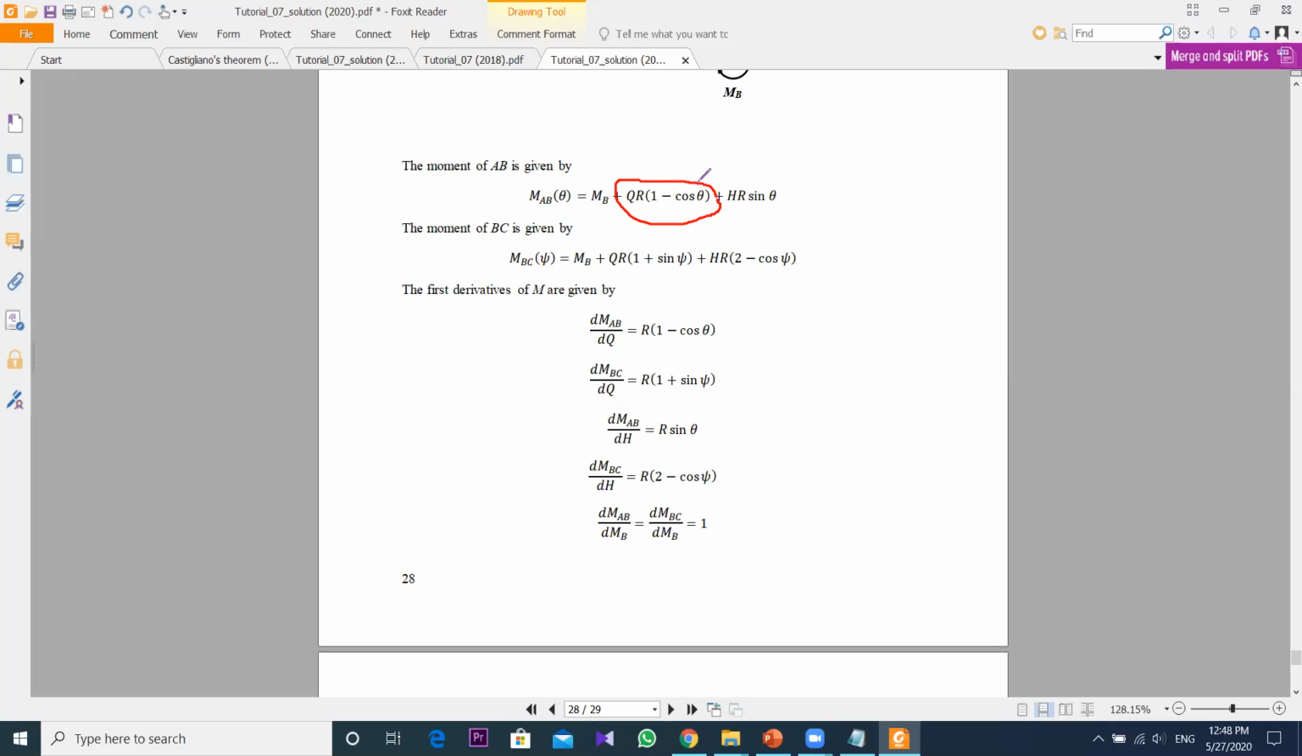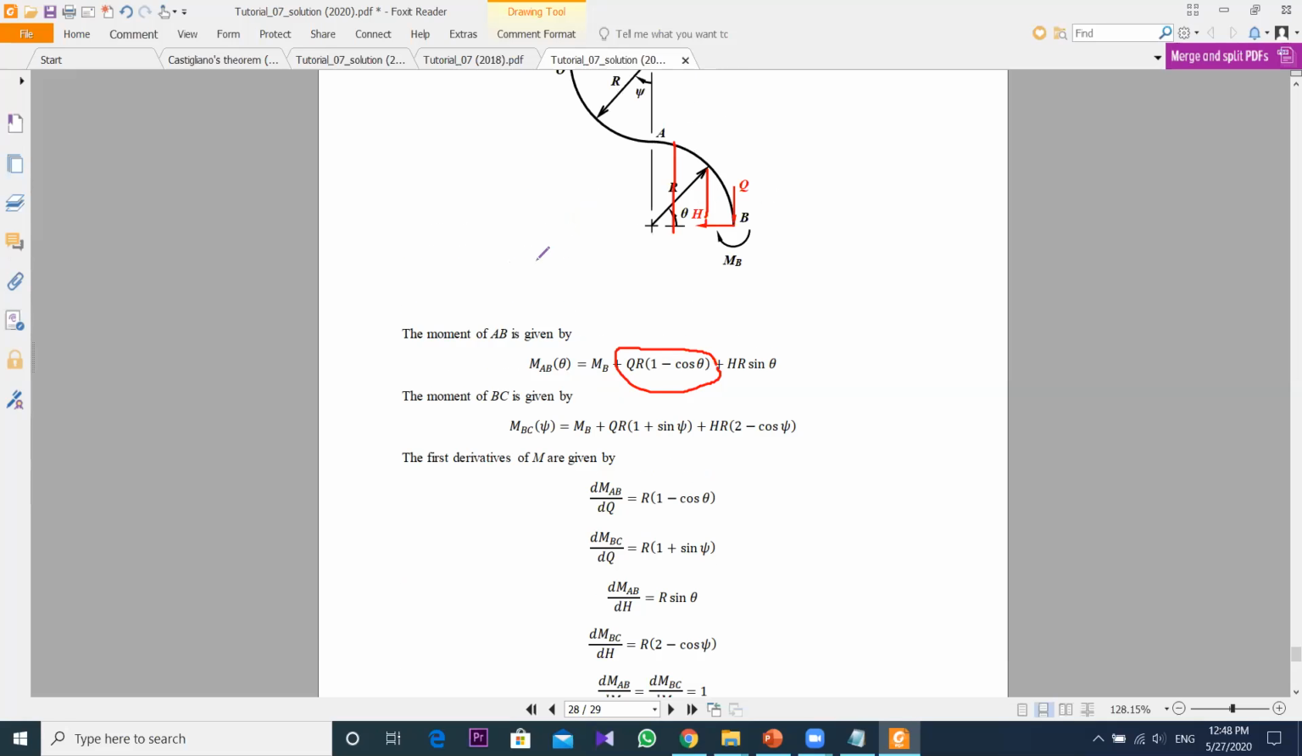Yes or no? Yes, sir. Okay. So that's why I'm explaining here. You can see, we are going to get the bending moment at this point, a general point, somewhere here.